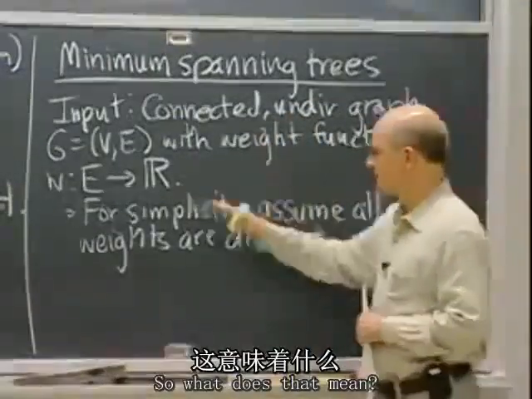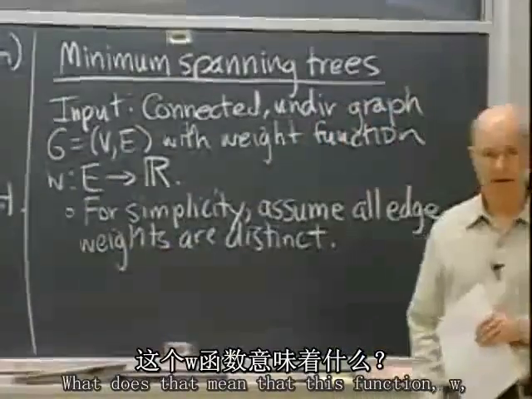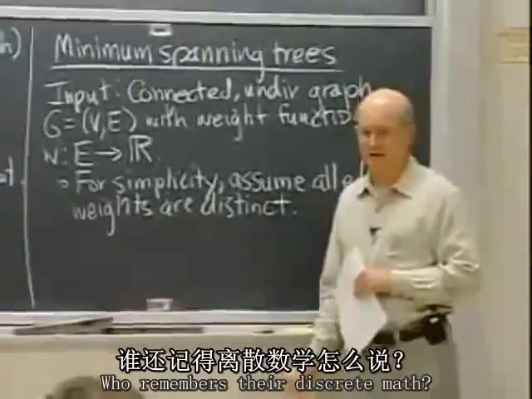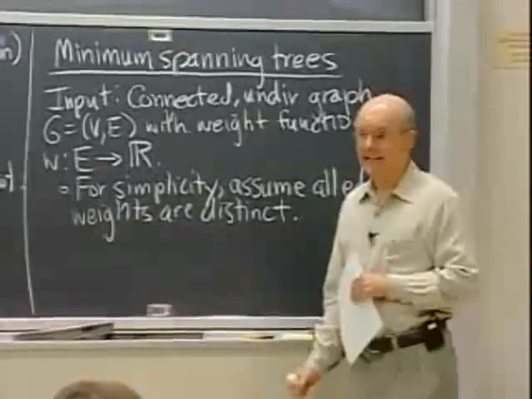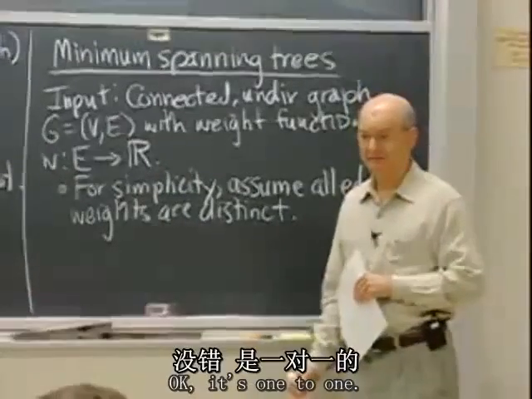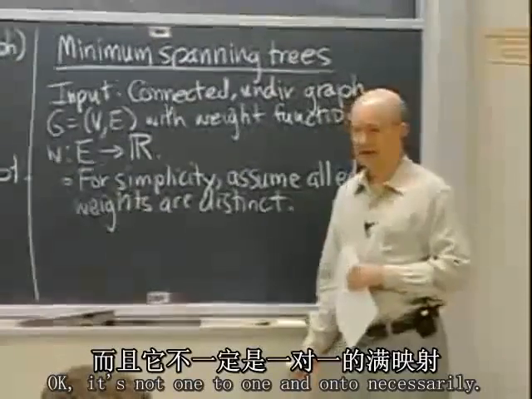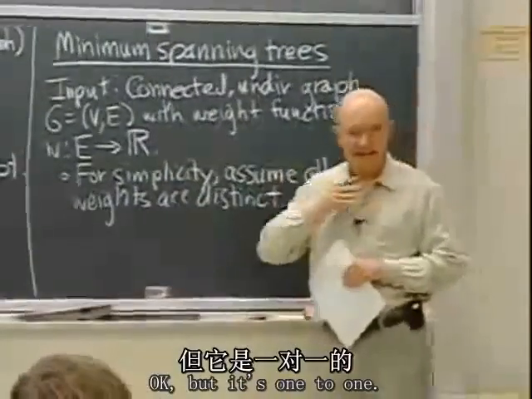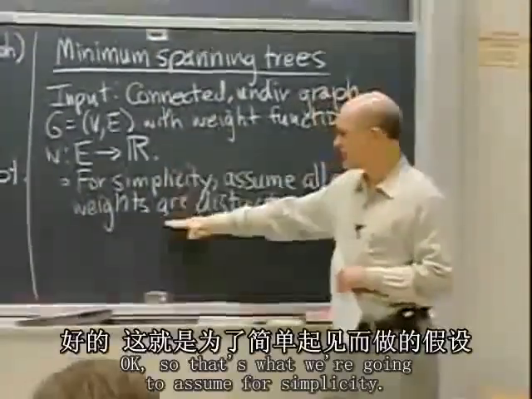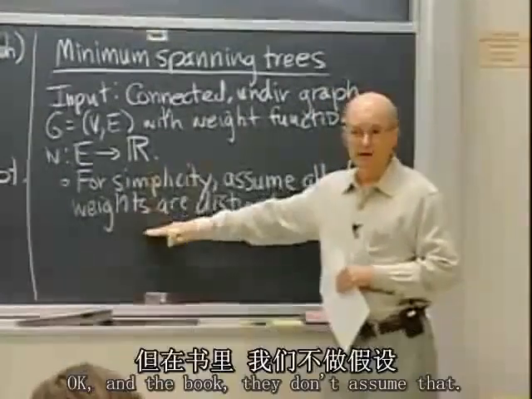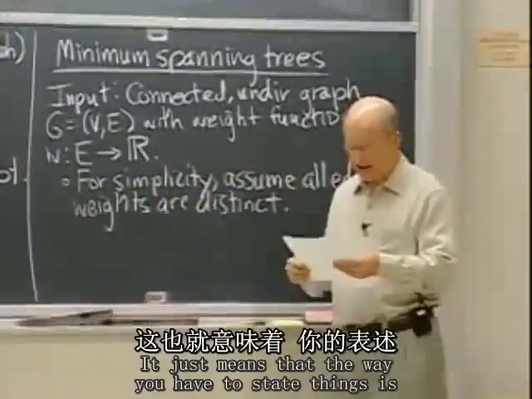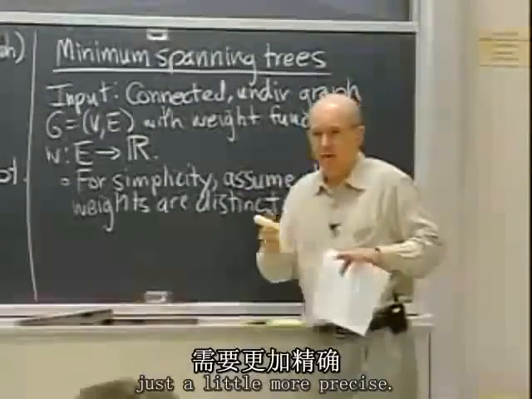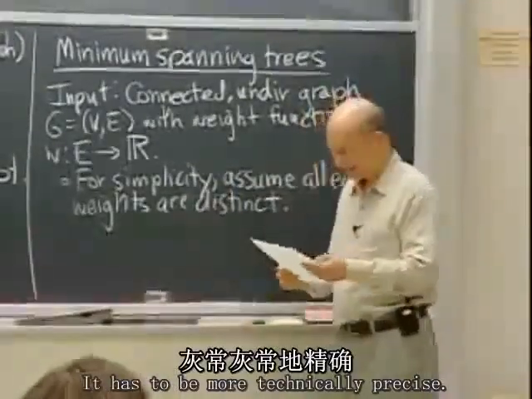So what does that mean? What does that mean that this function w, what property does the function w have if all edge weights are distinct? Who remembers their discrete math? Injective. It's injective. Okay, it's one-to-one. Okay, it's not one-to-one and onto necessarily. In fact, it'd be kind of hard to do that because that's a pretty big set. Okay, but it's one-to-one. Okay, it's injective. Okay, so that's what we're going to assume for simplicity. Okay, in the book they don't assume that, and it just means that the way you have to state things has to be more technically precise.